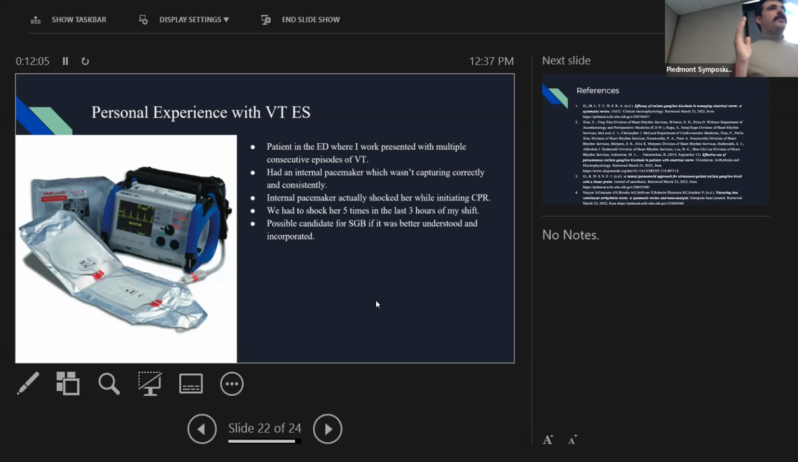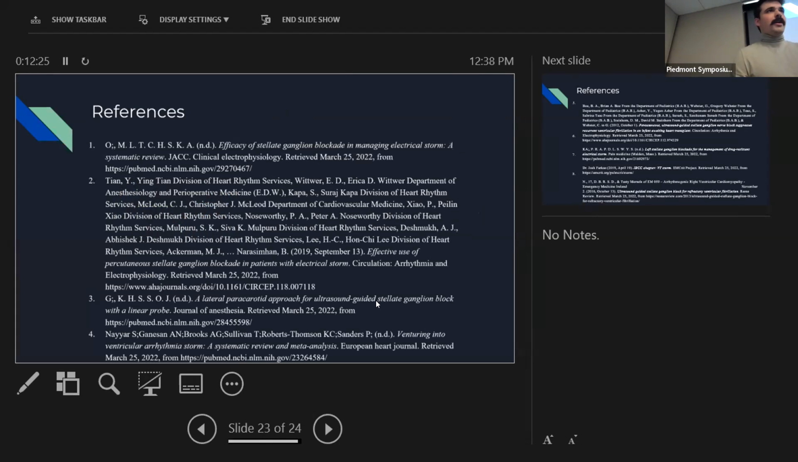So when I learned about this SGB nerve block, I immediately thought about her and was wondering, if this was something that was more widely incorporated or something that we had more research on, could she have been a candidate for this and would this have improved her outcome? So that's kind of why I'm interested in this and why I chose this topic. That is all I got for you.